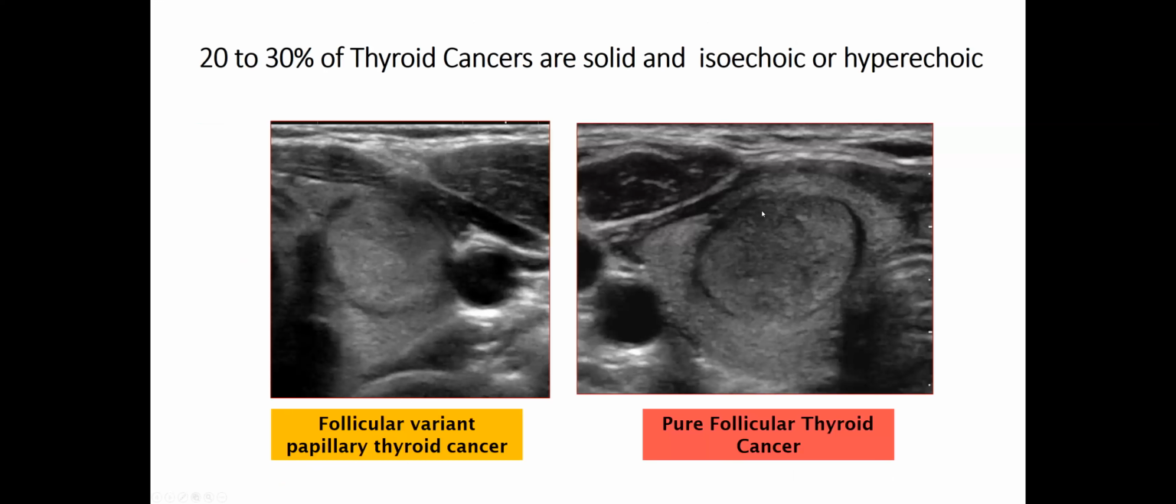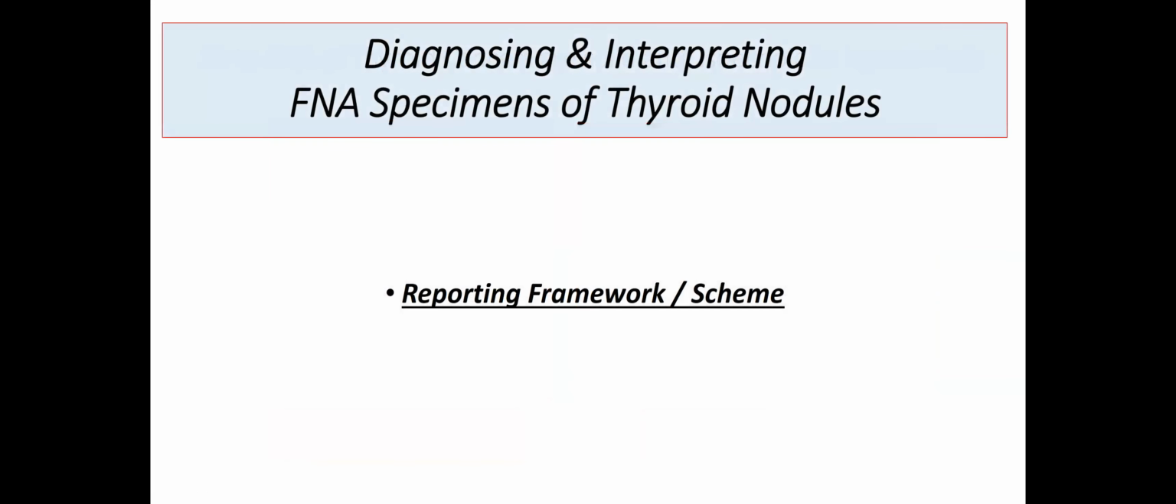When you look at the follicular variant of papillary thyroid carcinoma versus pure follicular thyroid carcinoma, really there is no difference. They look the same. If you see invasion grossly on ultrasound, then that's good. But as you know, this has to be decided based upon the histopathologic review to find invasion. So that was a little bit about radiology.